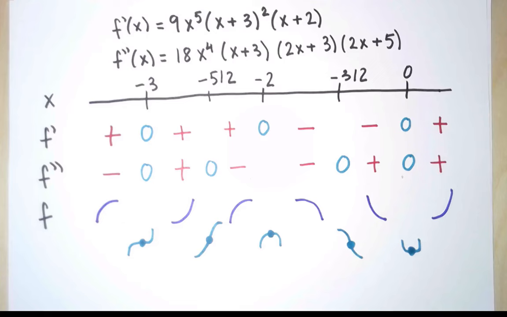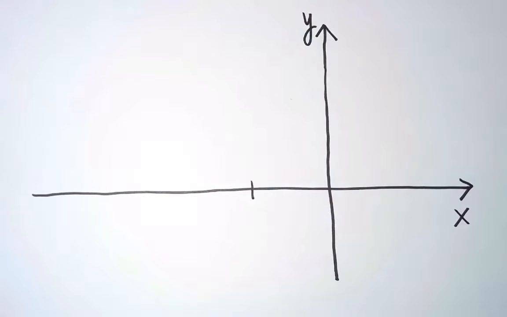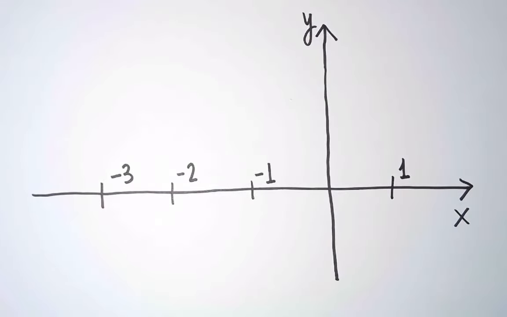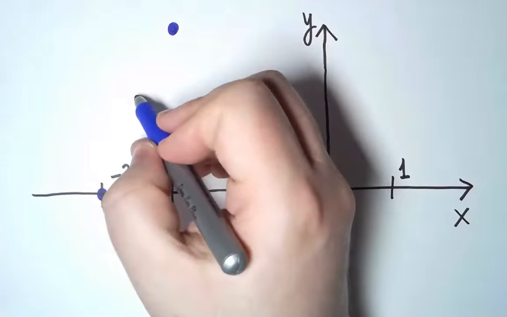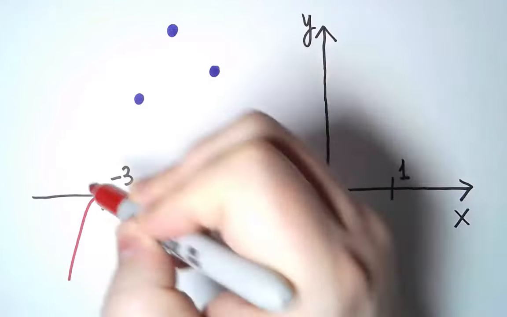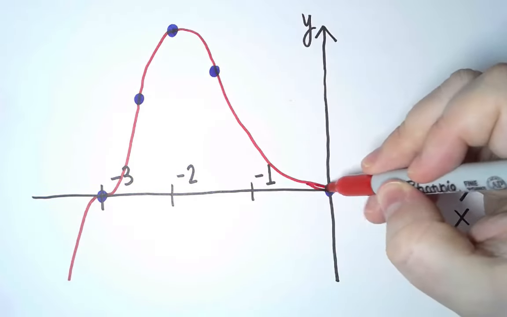Let's do it. First, I draw some axes, choosing an appropriate scale for the important points I found. Then I will include all the special points. And finally, I draw the graph, paying attention to the shape on each interval and to the shape near each special point.